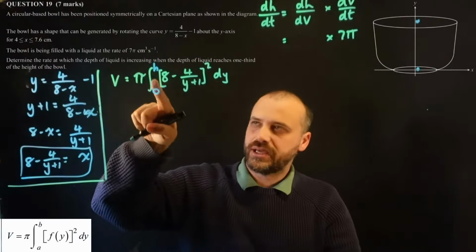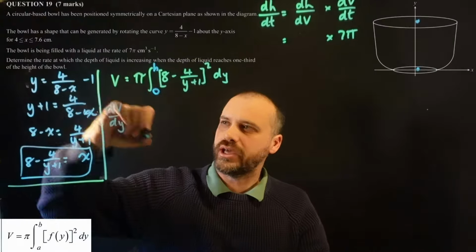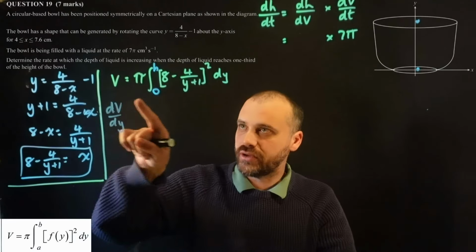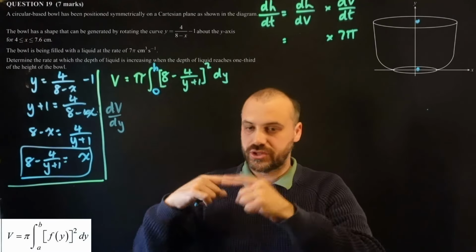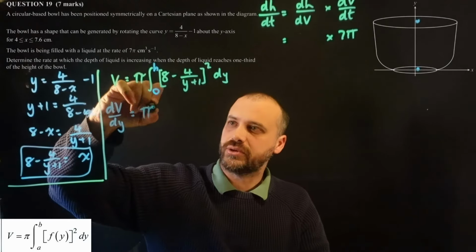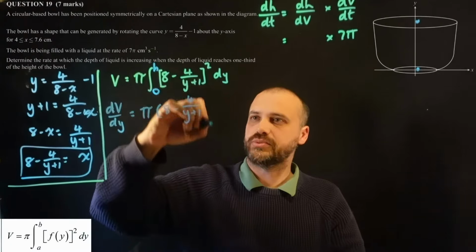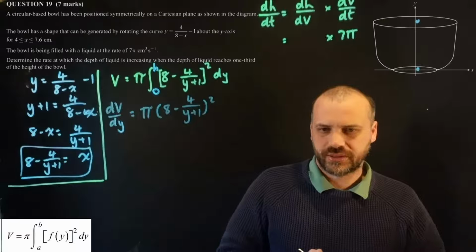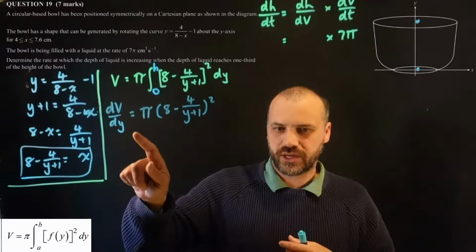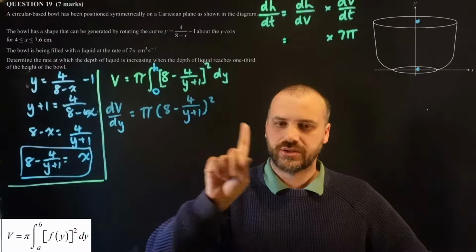So, forgetting about the definite part of our integral for a second, dV/dy, so the change in V with respect to y, because I'm deriving, and I've got an integral here. Derivatives and integrals are the opposites of each other, I've undone the integral. So dV/dy equals π(8 − 4/(y+1)²). But I don't want to derive with respect to y. I want to derive with respect to h. We can replace the y's with h's.